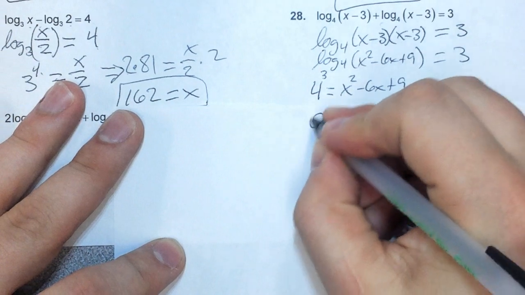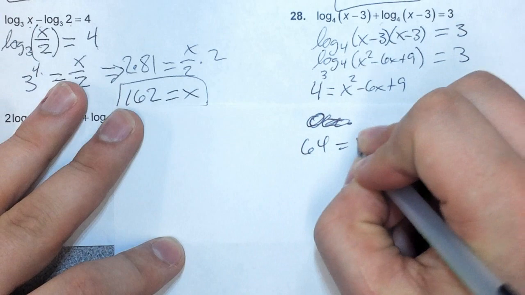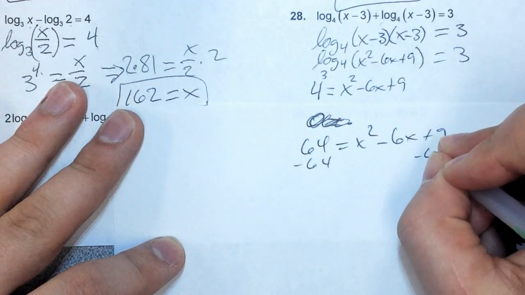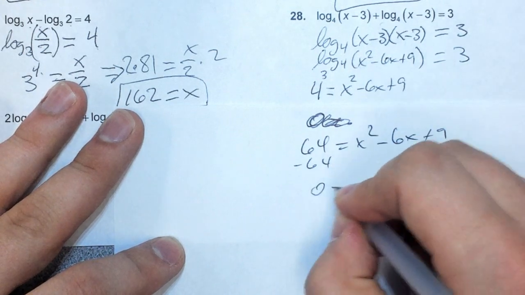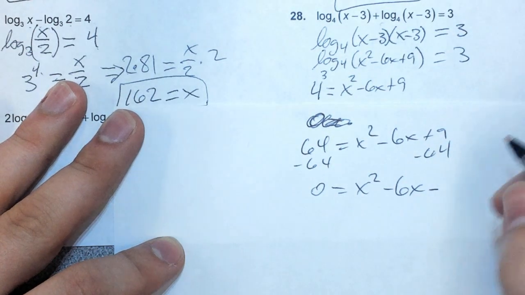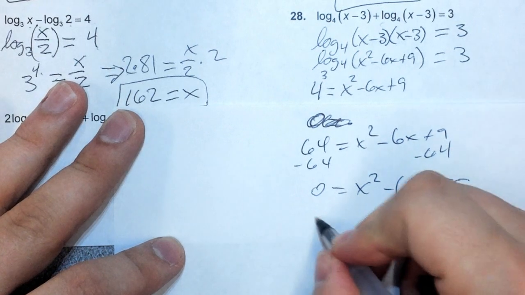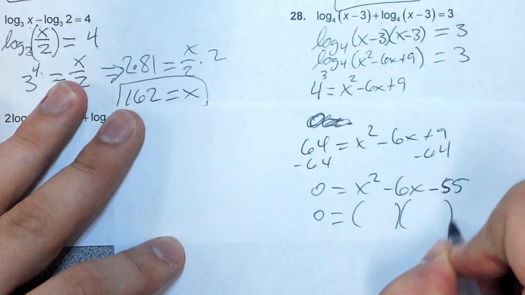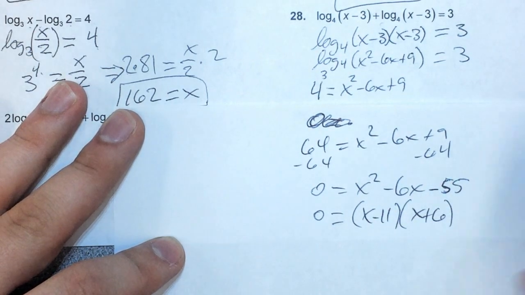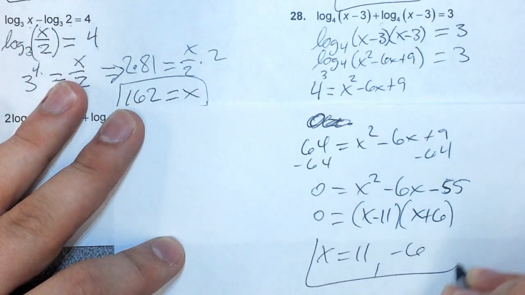Okay, so then we'll have 0 equals, or sorry, not 0, 64 equals x squared minus 6x plus 9. So I can subtract 64. Okay, 0 equals x squared minus 6x, and then that would be negative 55. Oh gosh, what is this? 0 equals, and then we'll have this. That would be x minus 11, x plus 6. So then that's x equals 11 and negative 6.